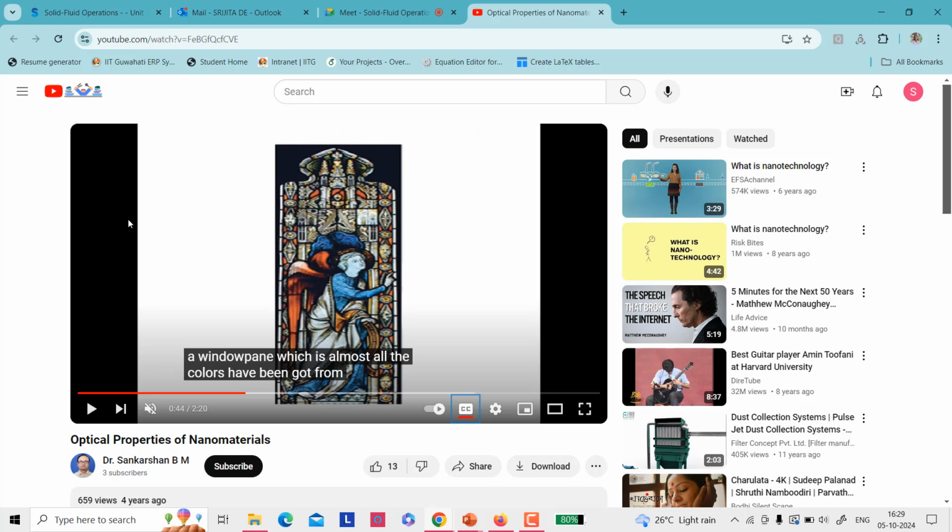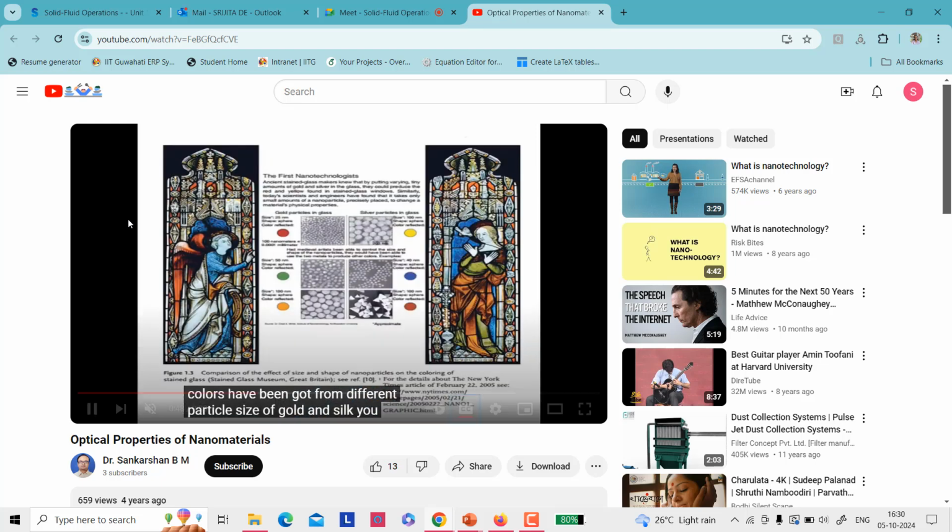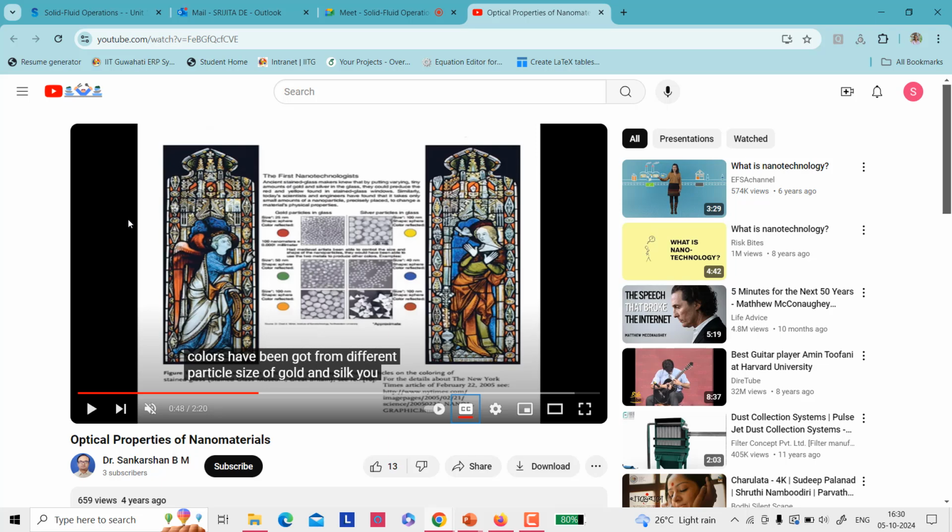You can observe red, yellow, green, blue, all these things are due to different particle sizes of gold and silver. These are the images of gold and silver nanoparticles. If you see here, the shape and size of the nanoparticles are different, giving rise to different colors. Silver at 100 nanometer, gold at 50 nanometer would appear green in color. Therefore, the optical properties of a nanomaterial depend on the size and shape of nanoparticles.